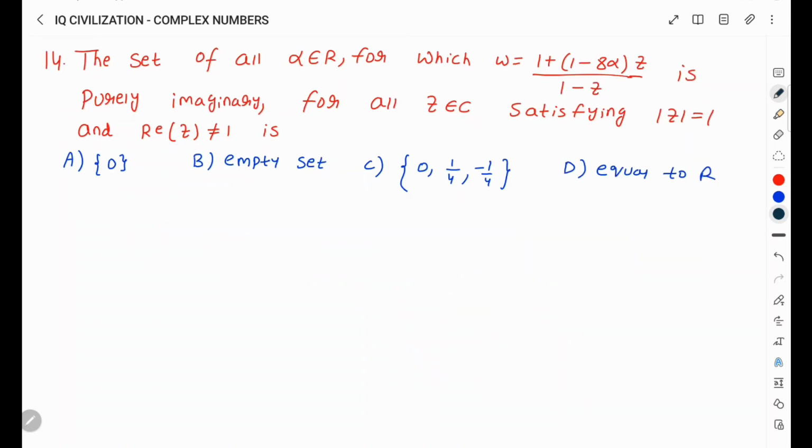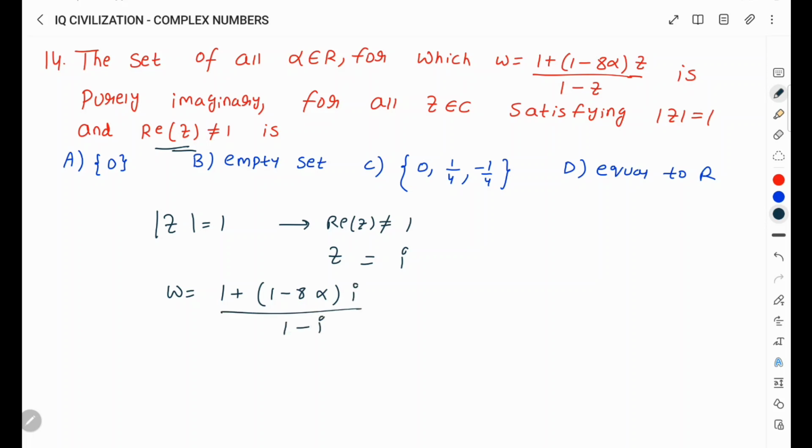See, the set of all alpha belonging to R for which W is equal to (1 plus (1 minus 8 alpha) Z) by (1 minus Z) is purely imaginary. Okay, and the main thing mentioned here is real part of Z is not equal to 1. So here the shortcut trick is, let Z be something where the real part of Z is not equal to 1. That is clearly mentioned in the question. So we assume Z is equal to i. So W is equal to (1 plus (1 minus 8 alpha) into i) by (1 minus i).